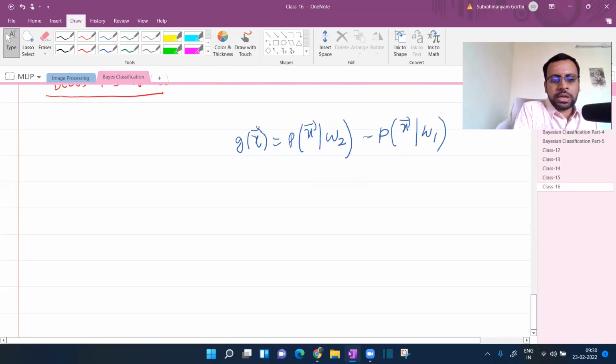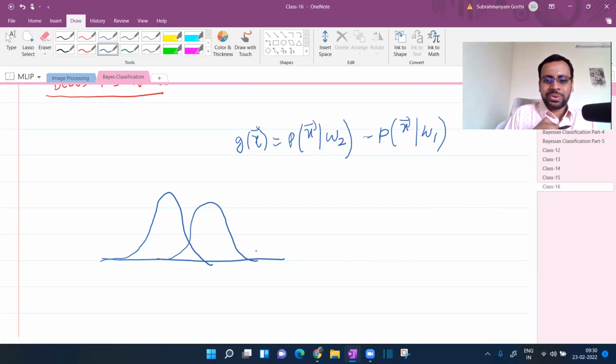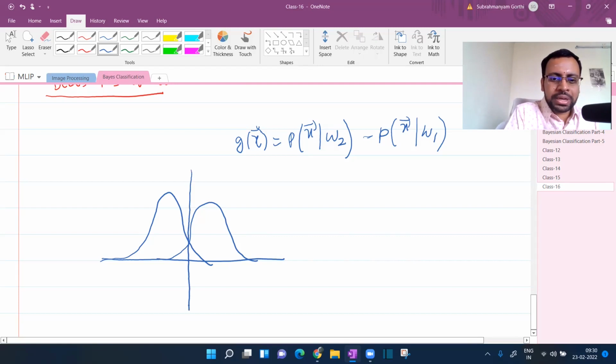What does that mean? Let me again write here, entertaining you with my graphs. Again, assume whatever I draw, they are Gaussians. Right. So this is what you would be getting. What would be its value here on this decision surface? What would be the g of x bar value?